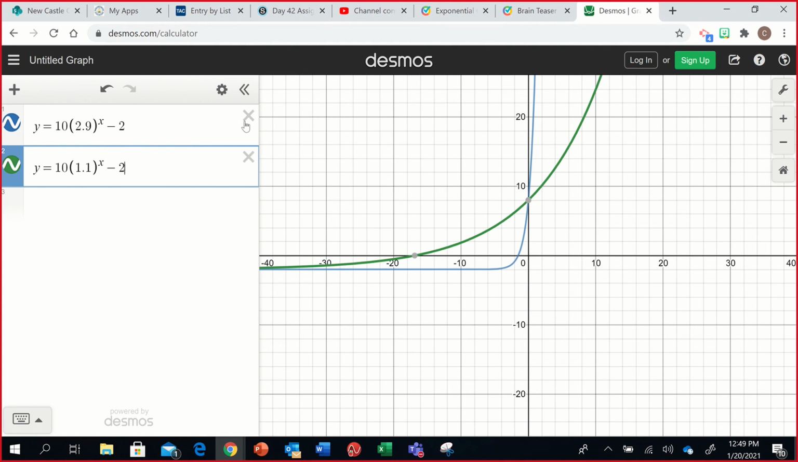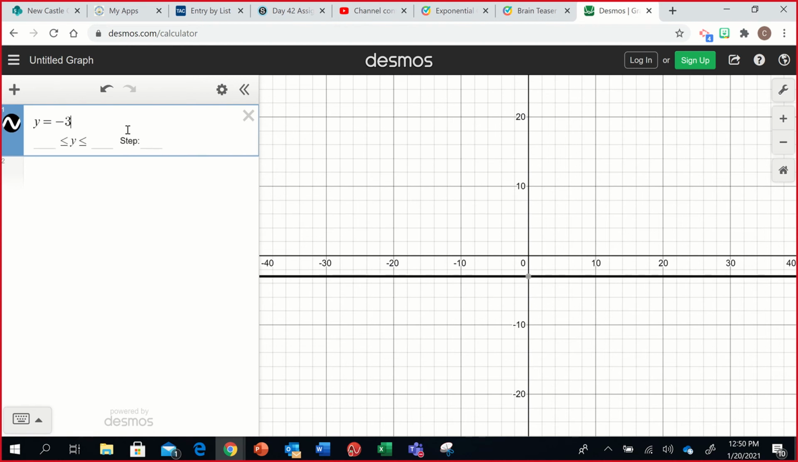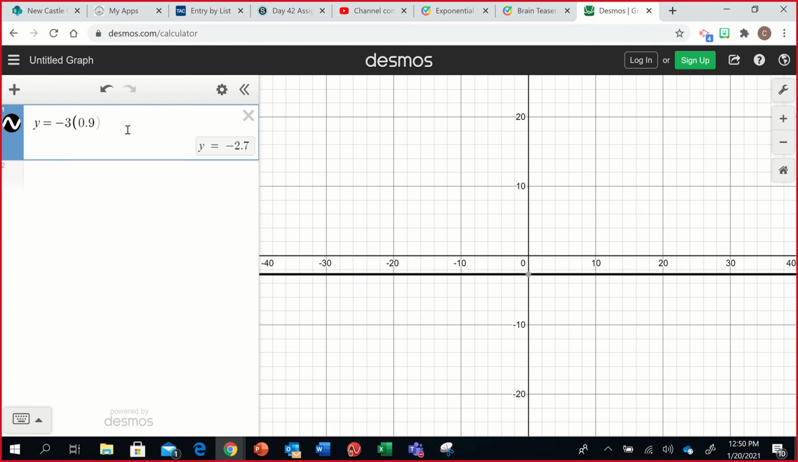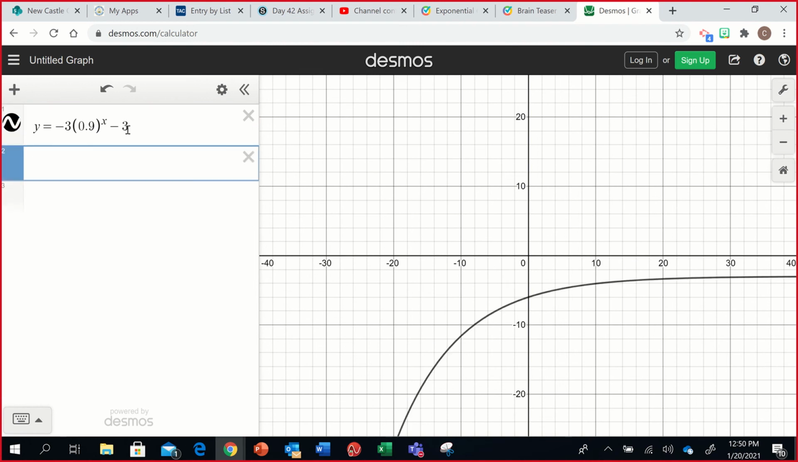So in Desmos, I'm going to start with what I was given. So y equals, and then the A value is -3. That's my starting point. My B value is 0.9 to the x power. And then I got -3. So this is my original.